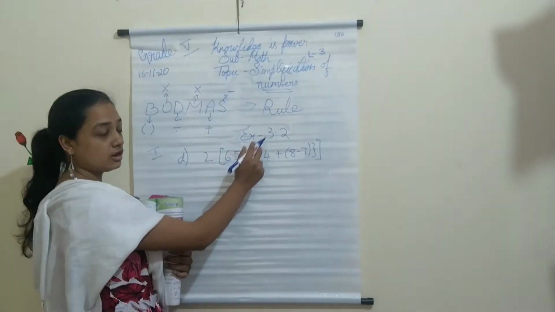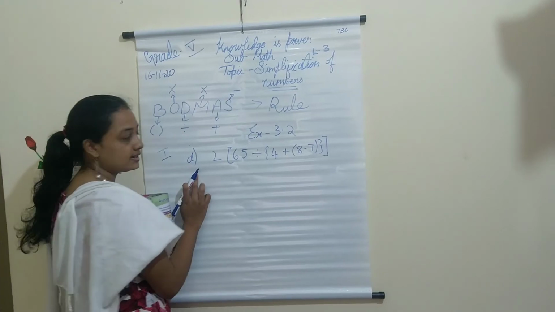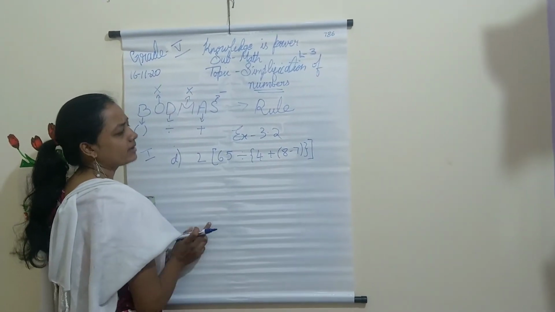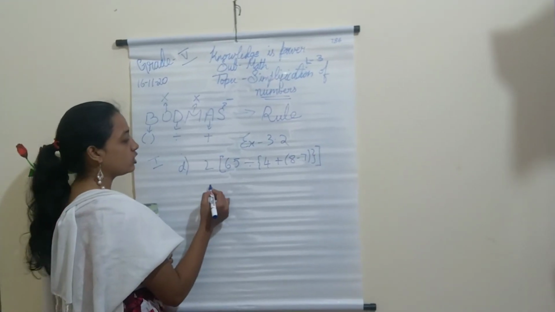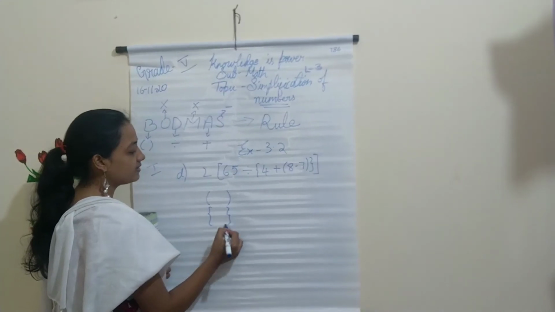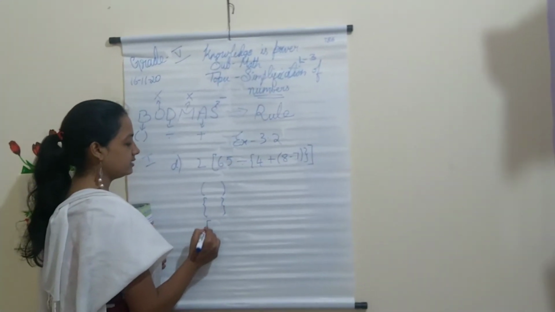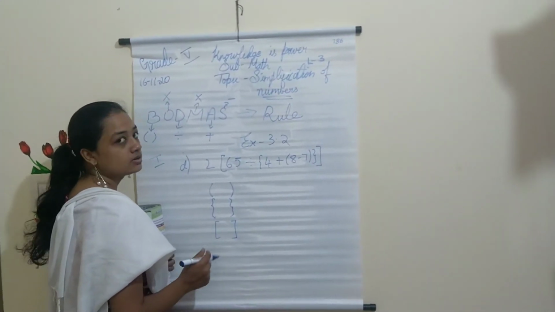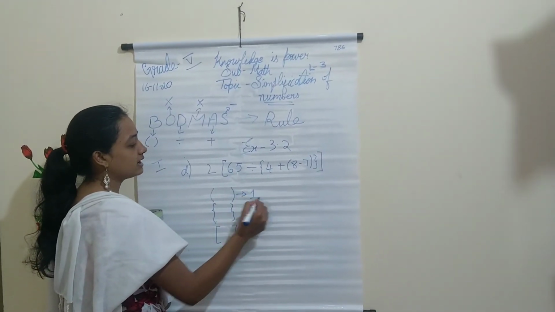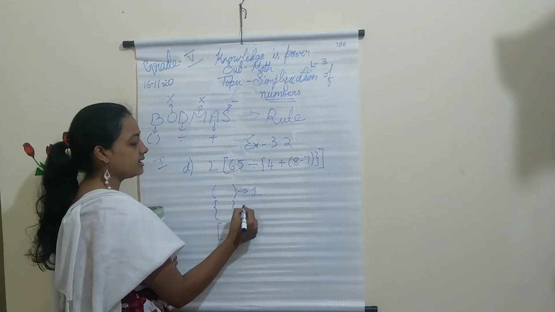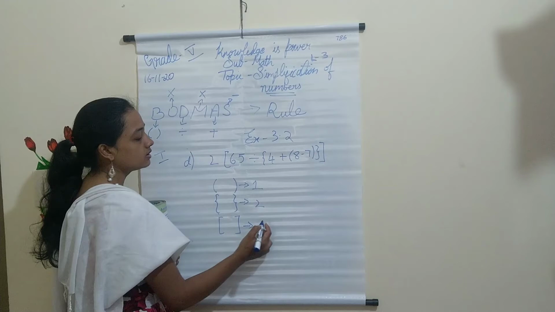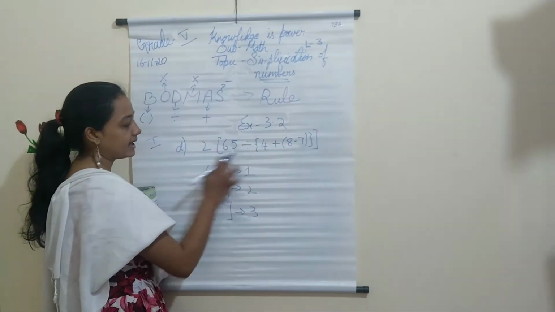So in exercise 3.2, I have taken the D sum. Here you can see brackets, and you have different types of brackets here. In brackets you have mainly the common bracket, the flower bracket and the square bracket. So this also has an order. Always you should start with the common bracket, next you should do the flower bracket, next you should do the square bracket.